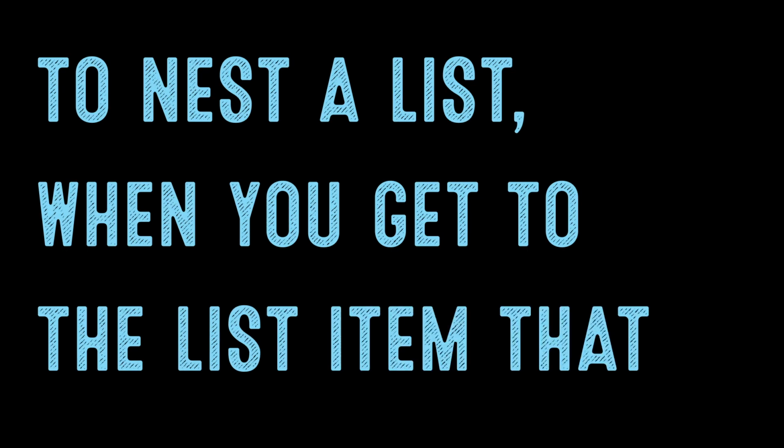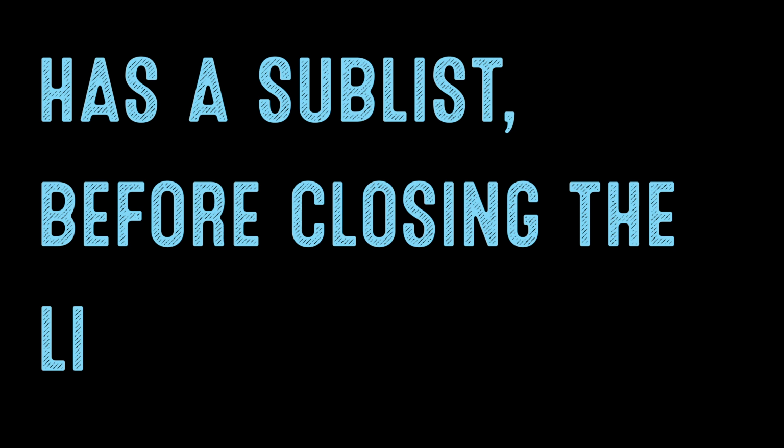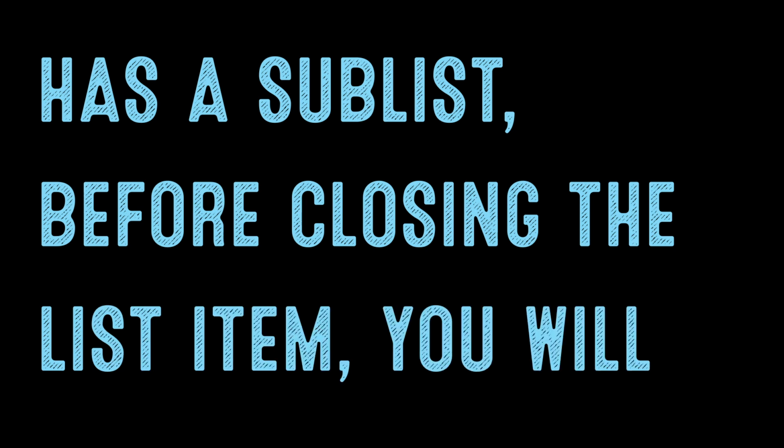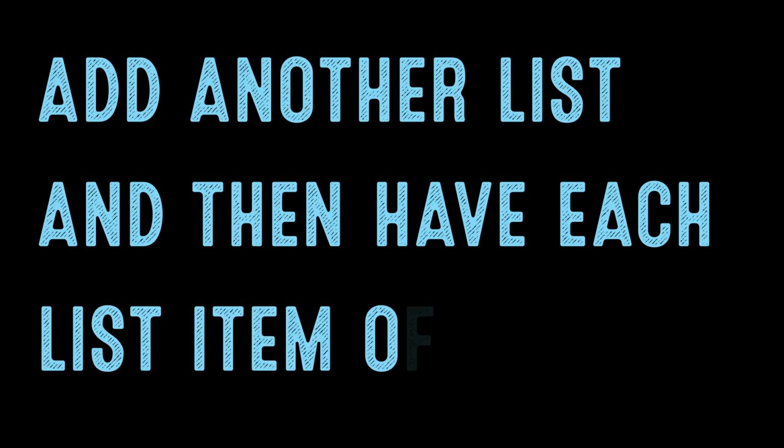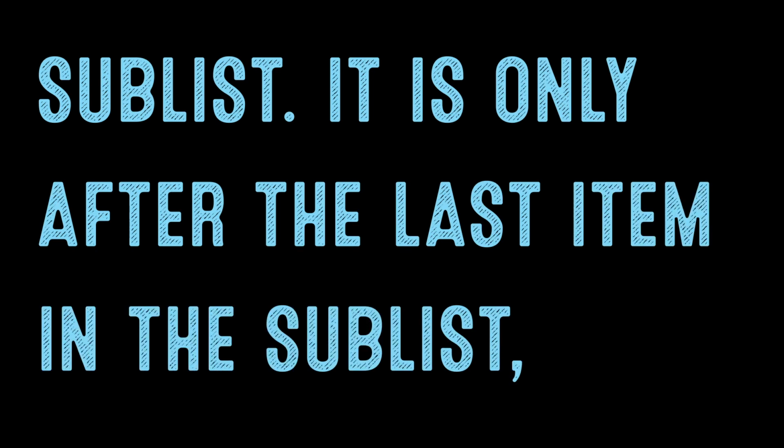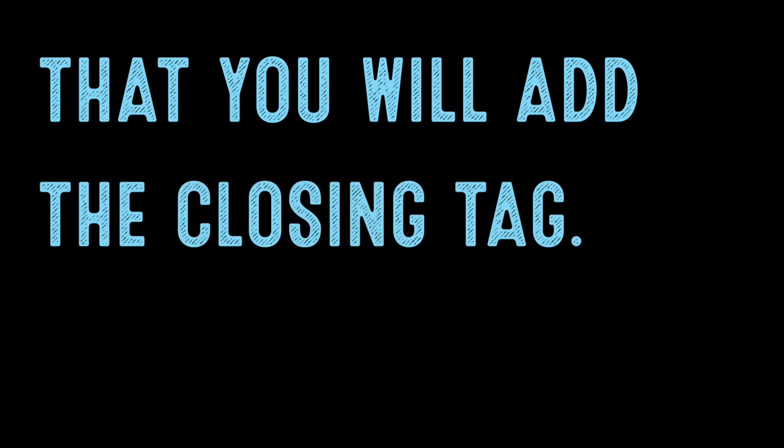How do you nest a list? To nest a list, when you get to the list item that has a sublist, before closing the list item, you will add another list and then have each list item of the sublist. It is only after the last item in the sublist that you will add the closing tag.